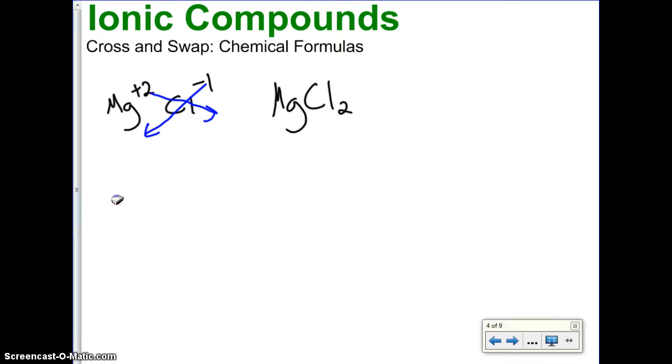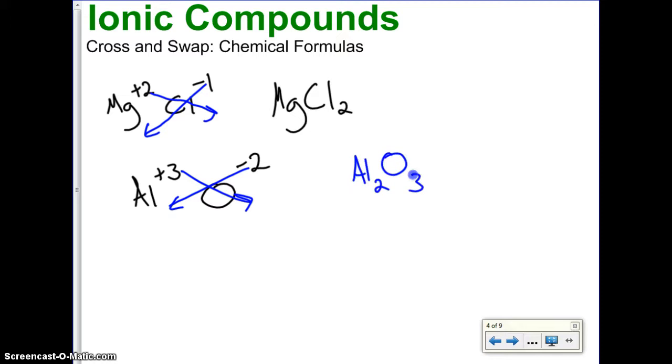Let's say we have aluminum, okay, and let's say we're combining aluminum with oxygen. Okay, well, aluminum is group 3, so +3. Oxygen is 1 over from fluorine, so -2. Again, cross and swap, meaning the 2 is going to come down, and the 3 is going to come down. So we have Al2O3.